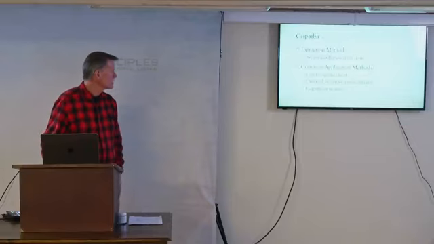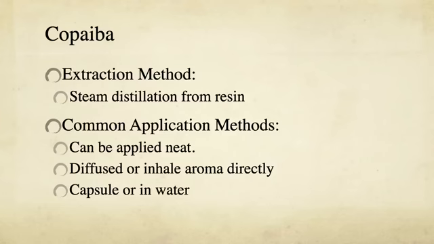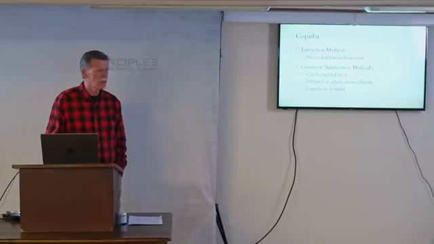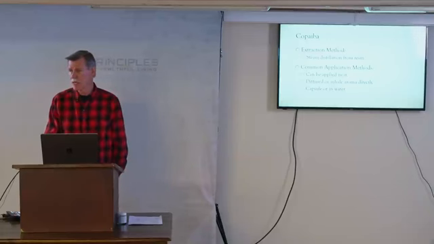Now, this is one I want to get to quickly, and I'll try to go fast. Who's heard of Copaiba? It's a great tool. It's now becoming one of my favorite essential oils. It comes out of Brazil. It comes from a tree. The trees are about 30 to 50 years old. They tap it like you would maple syrup.